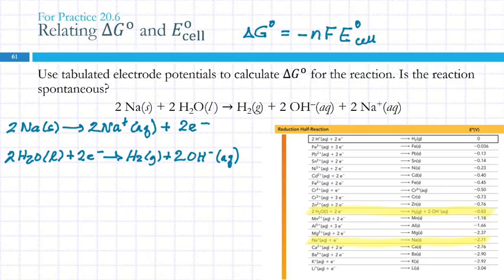Okay? I split the reaction into 2 half reactions. I located them in the table of standard electrode potentials. So these are the numbers we're going to use. So the one for the water is negative 0.83. And the one for the sodium is negative 2.71.